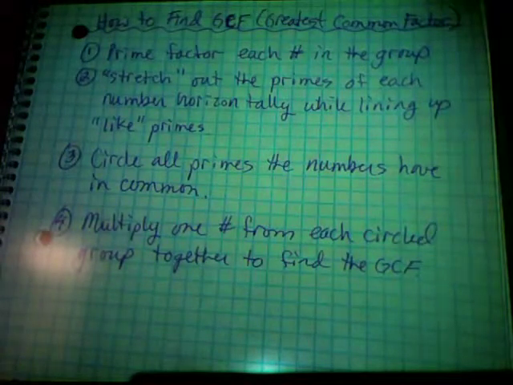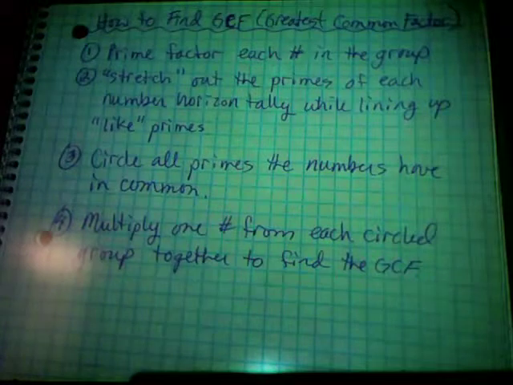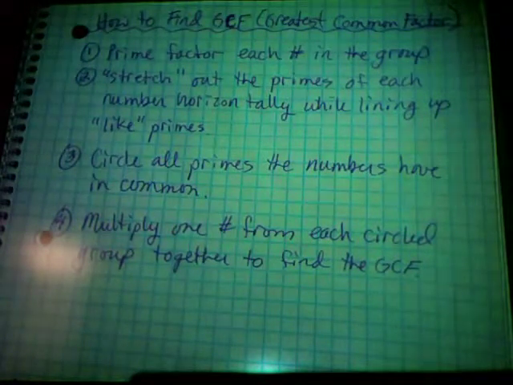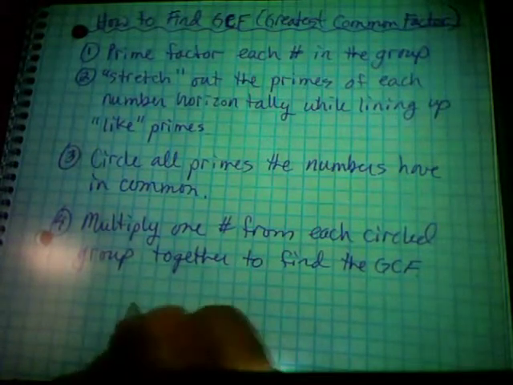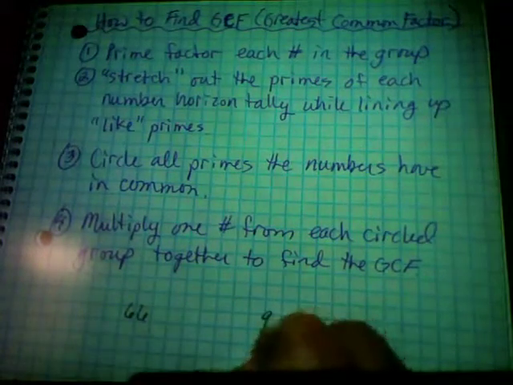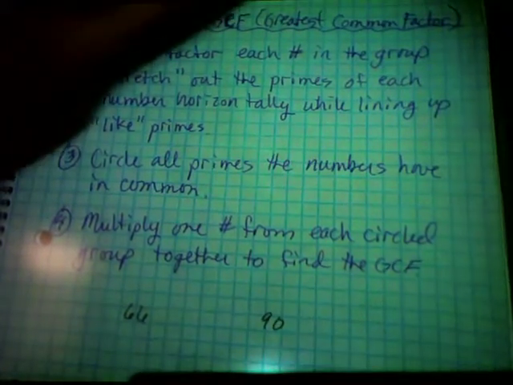All right, so what if I had the numbers 2 and 6? What's the biggest number that divides into both 2 and 6? 2. Does everybody agree? What if I had 6 and 21? What's the biggest number that divides into 6 and 21? 3. What if I did instead 66 and 90? Is that harder to do in your head?